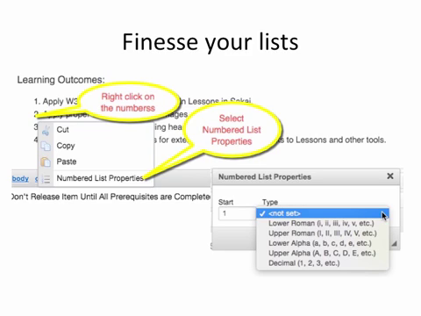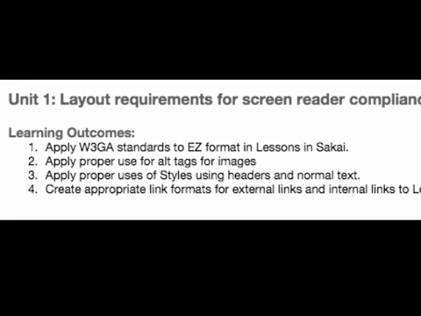Here you can select from a list of Roman, alpha, or decimal options. It's your choice. Creating lists is not just for the appearance. Creating a list allows the screen reader to notify the reader that they are entering a numbered list. This avoids the confusion of hearing numbers in the middle of text.